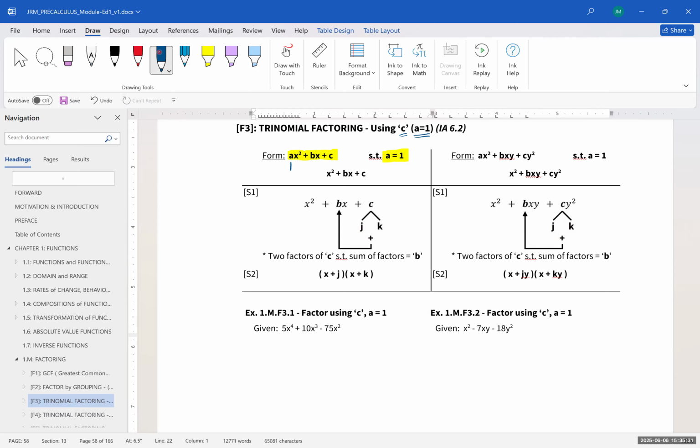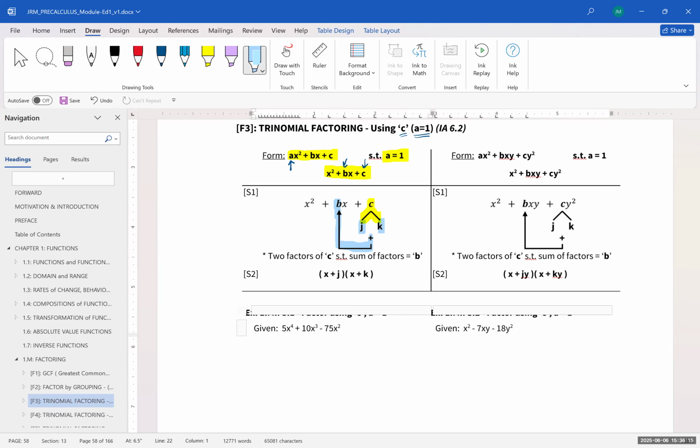Okay, so when this leading coefficient is equal to 1, then we're going to have a second order equation that's in this form. And here you can see that the variables b and c represent numbers. So it can be any number. When you're presented with a trinomial in this form, this is how you factor it. You look for two factors of the constant term such that if you add these two factors, they will sum up to this coefficient b.